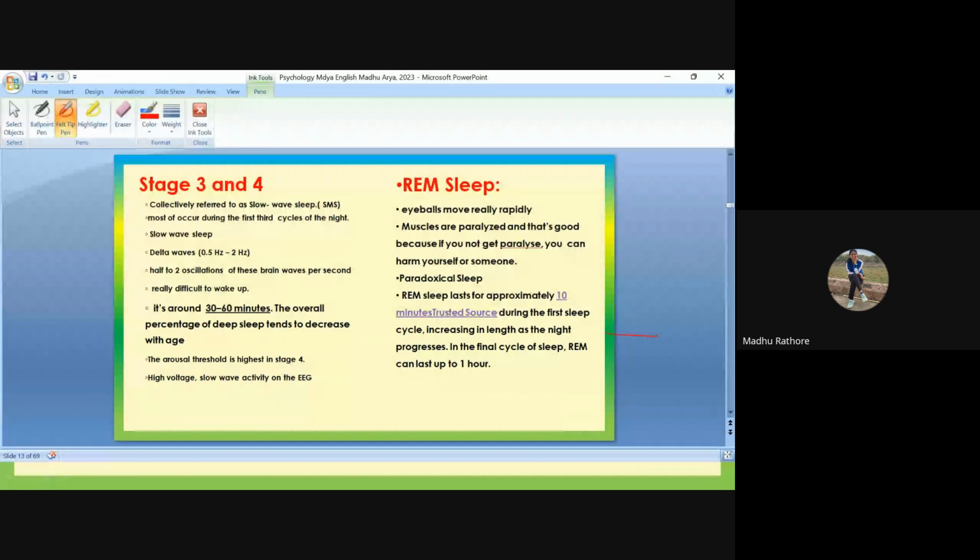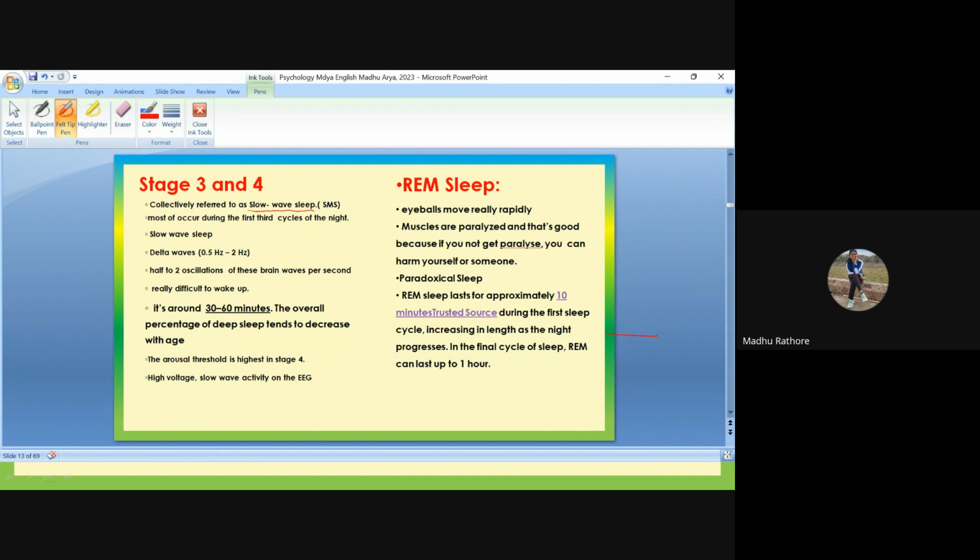Okay. Now we are moving to stage 3 and stage 4. Collectively, we will study stage 3 and 4 because there is very little difference between stage 3 and 4. So we can collectively study this. So this is very deep sleep. Okay, slow wave sleep. Stage 3 and 4, slow wave sleep.